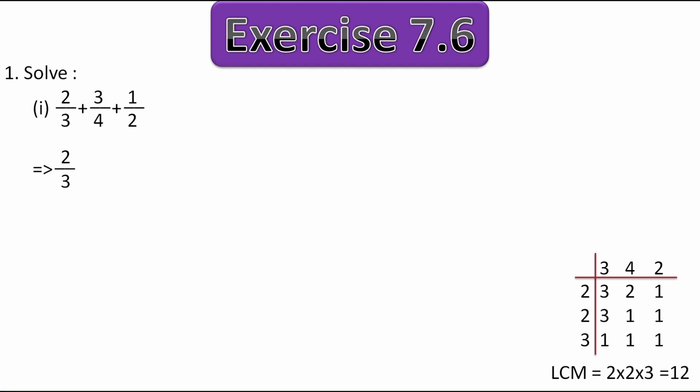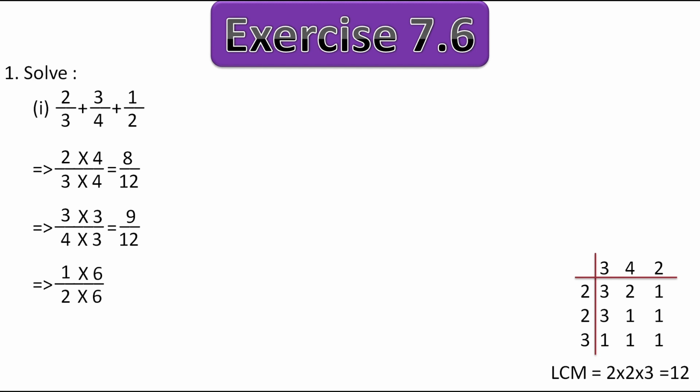Now I'll take the first fraction, that is 2 upon 3, and I'll multiply it with 4 because 3 fours are 12 and I need to make the denominator 12. So 4 twos are 8 and 3 fours are 12. Now I'll take the next fraction, that is 3 upon 4, and I have to multiply it with 3. So 3 threes are 9 and 4 threes are 12. I'll take now half, that is 1 upon 2, and multiply it with 6 because 6 twos are 12. So 6 ones are 6 and 6 twos are 12. Now I have the fractions with the same denominator, so directly we can add them. 8 upon 12 plus 9 upon 12 plus 6 upon 12 is equal to 23 upon 12, which is the answer.